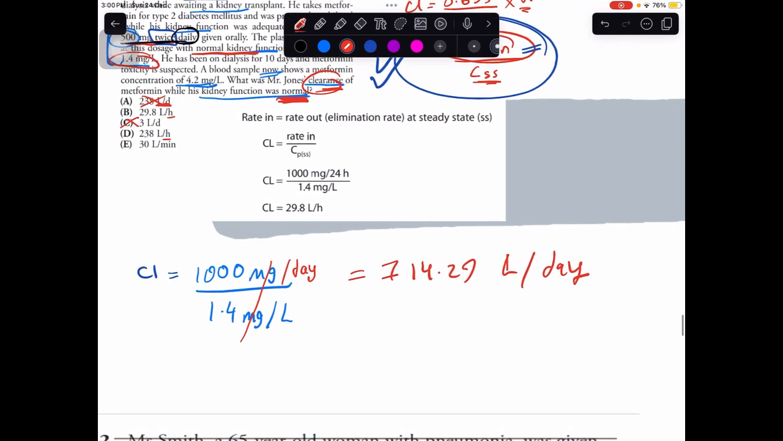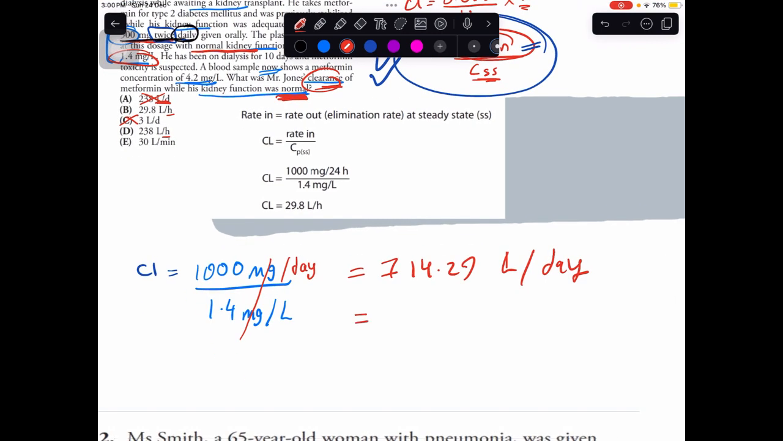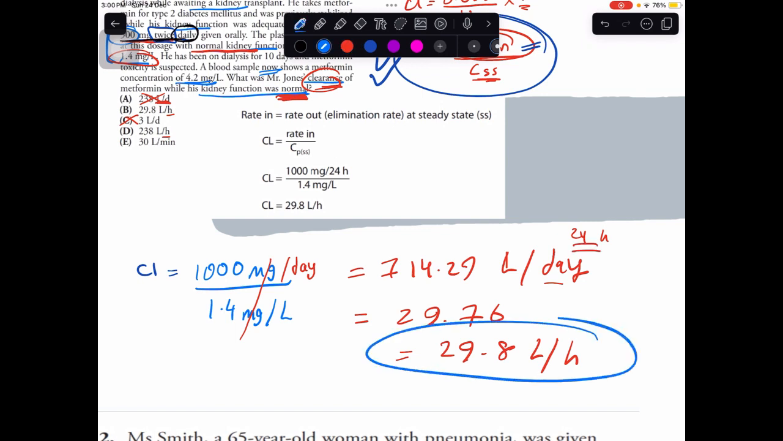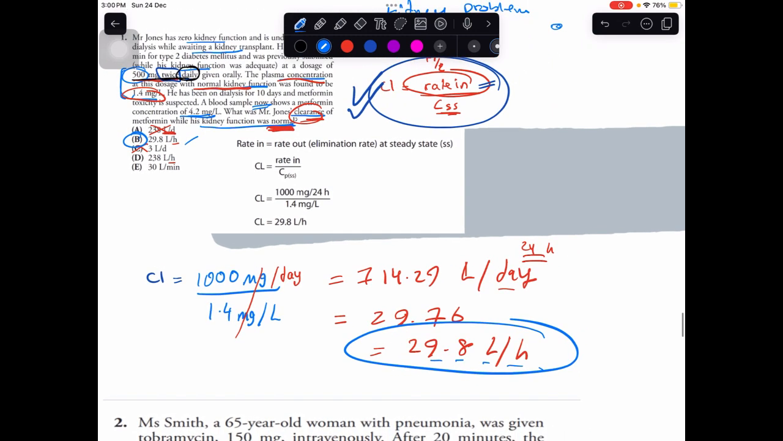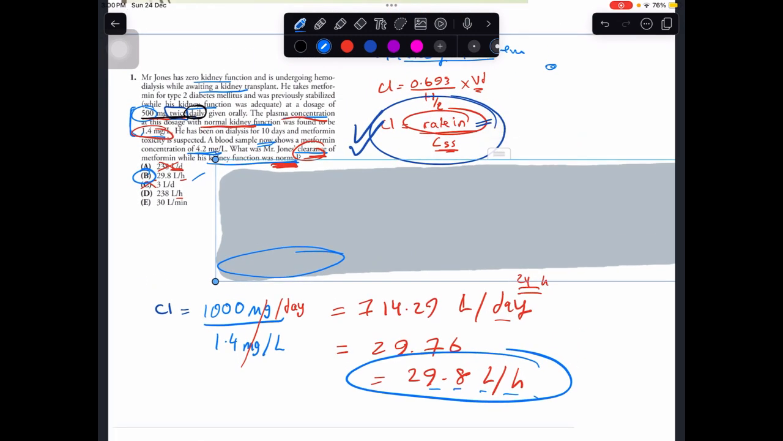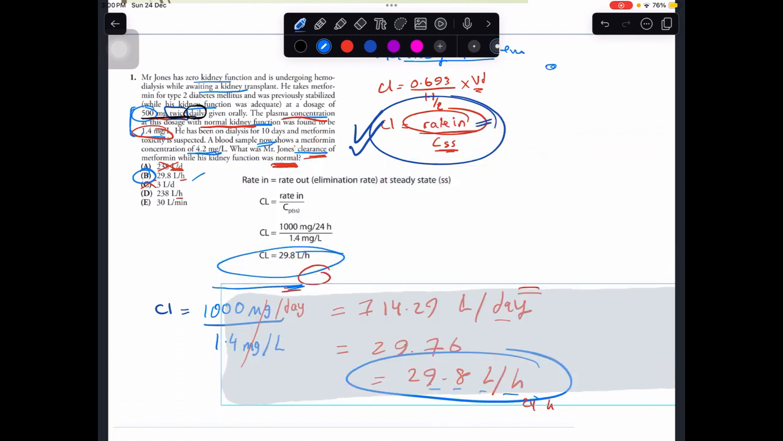The rest is in hours, so let me try and convert it with hours. Don't panic, just convert it to hours. In a day I have 24 hours, so this means I'll just divide this number by 24. I got 29.76, which is 29.8 what? Liters per hour, because I divided by 24 hours. Is this answer the same as B? 29.8 liters per hour? Yes, it is. So the answer is B, and you can see here the answer. Okay, so this is the answer right here. You can see the same thing that I have just explained. It's done.